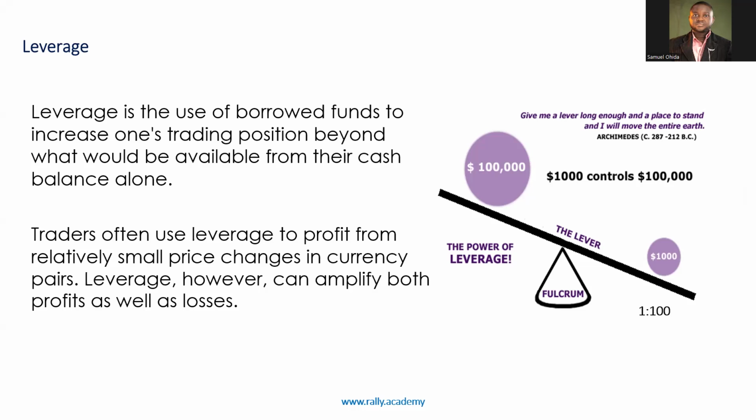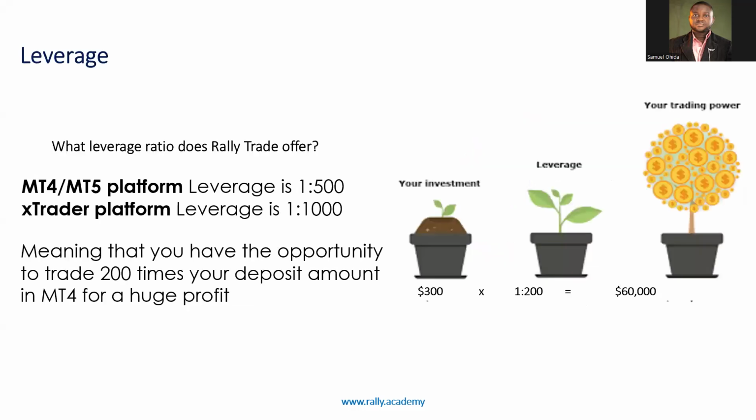Now, leverage could actually increase your profit or increase your loss. So it's very important that you're balanced when it comes to your leverage. Sometimes, for instance, on the MT4 and MT5 platforms, you get leverage of up to 1:500. On the xTrader platform, you can get leverage of up to 1:1,000. Now, if somebody was trading with $300 and the leverage was 1:200, it means that $300 is controlling about $60,000 in the market. Okay, so that is how it works.